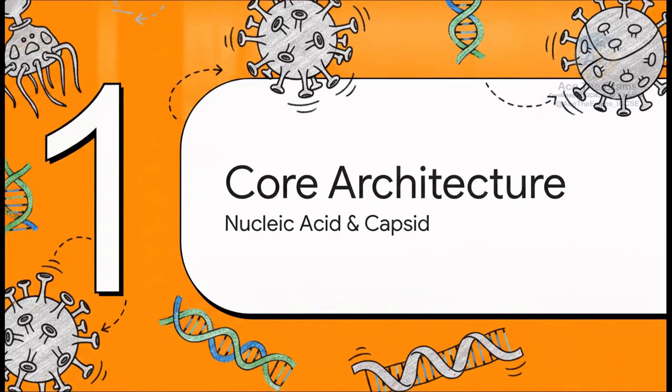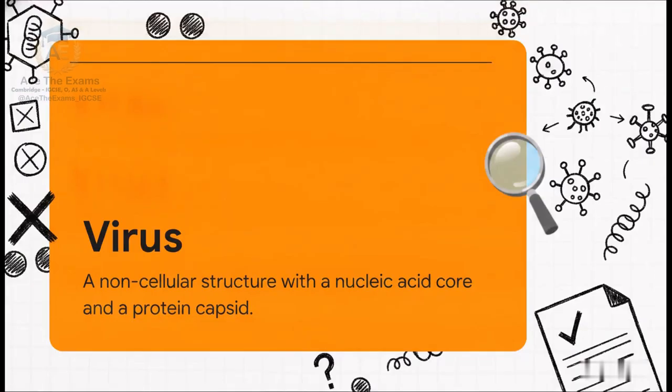All right, moving into section 1. We're looking at core architecture, nucleic acid core, and capsid. What's really interesting here is how simple the definition actually is. A virus is a non-cellular structure consisting fundamentally of a nucleic acid core and a protein capsid. That's literally it. Understanding this non-cellular architecture is going to be your first quick win.